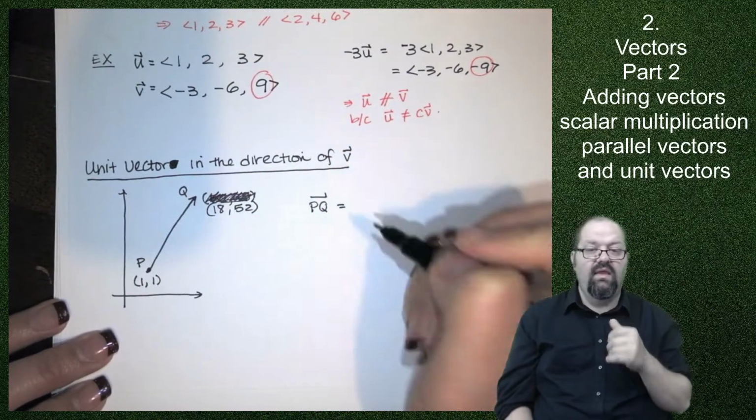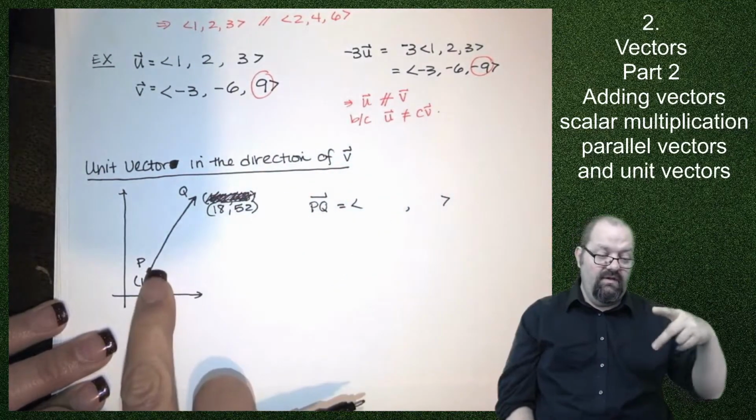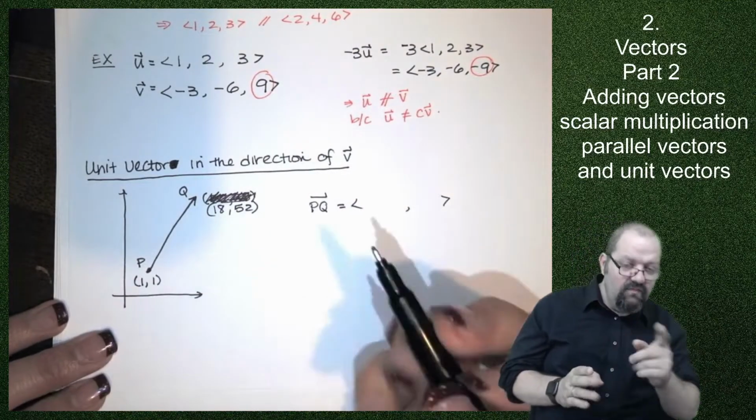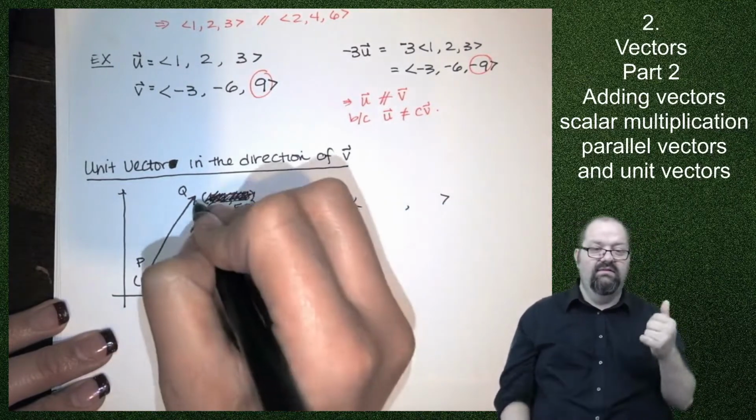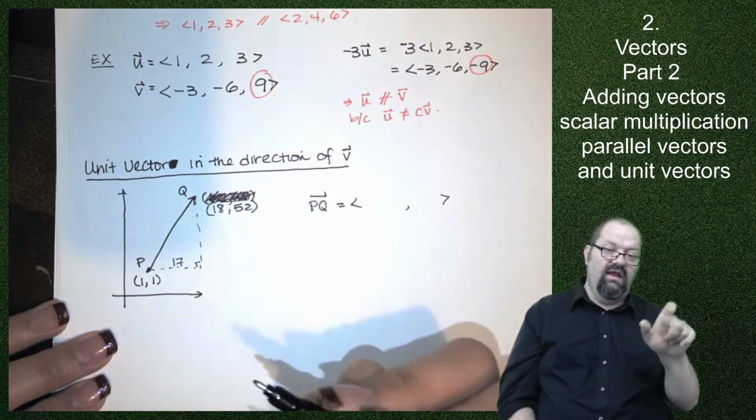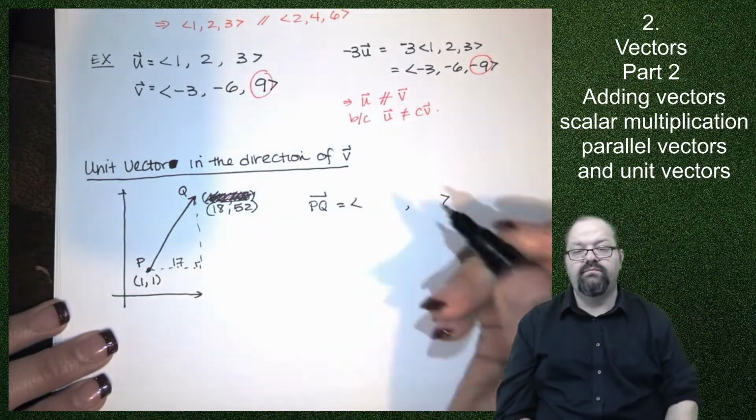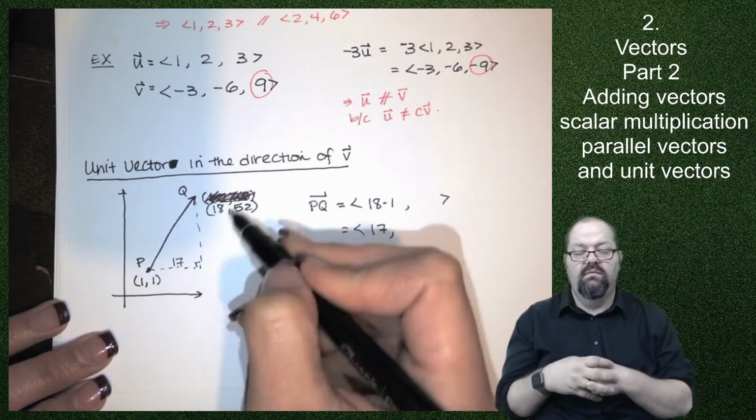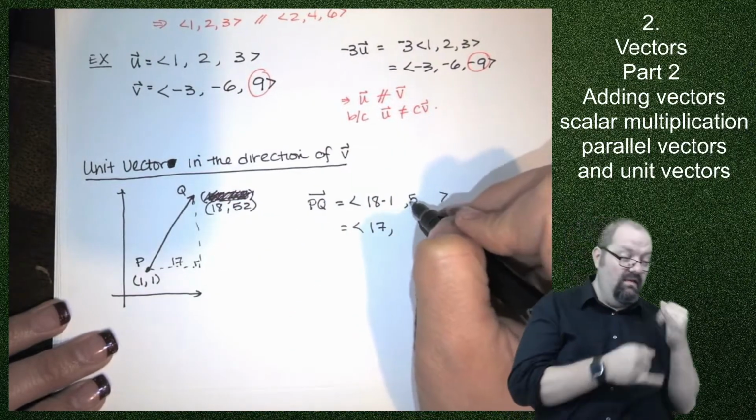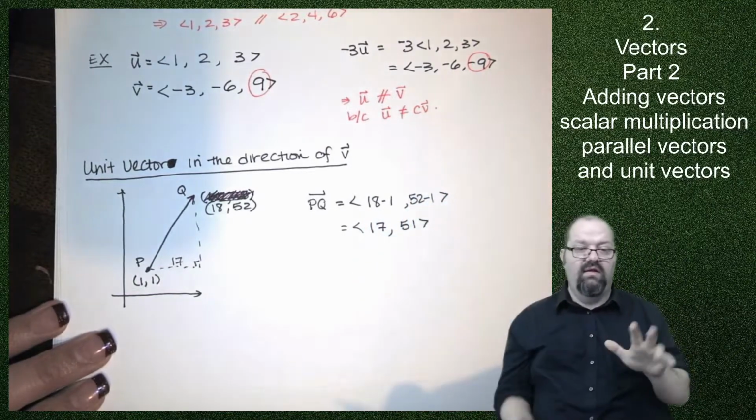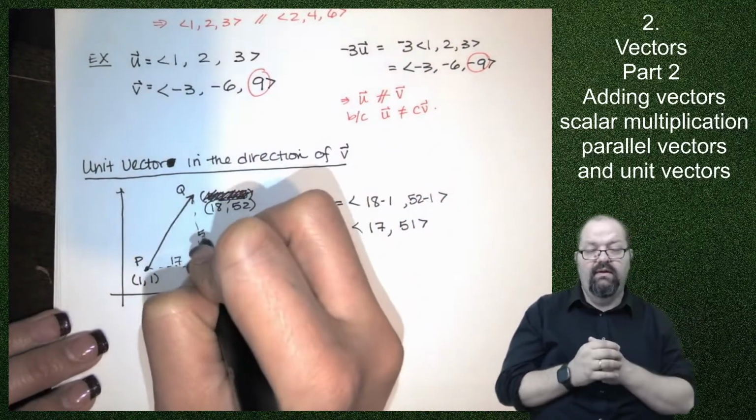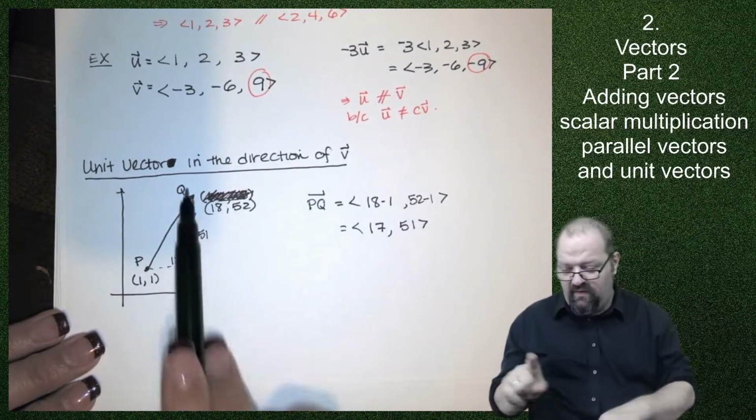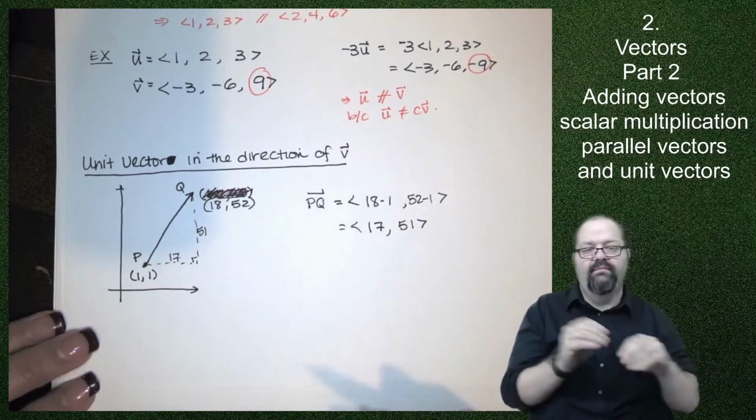Got the vector PQ. How many units do I go in the x direction to get from (1, 1) to (18, 52)? To go from 1 to 18, I go 17 units in the x direction. You can think of it that way, or you can just use the formula, terminal minus initial: 18 minus 1 is 17. Terminal minus initial, 52 minus 1 is 51. Or you can say, what's the distance from there to there? Well, if that's 1 and that's 52, that's got to be 51. Right, that's the vector PQ.